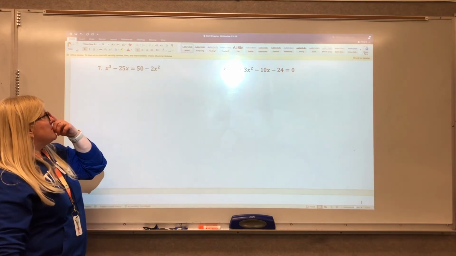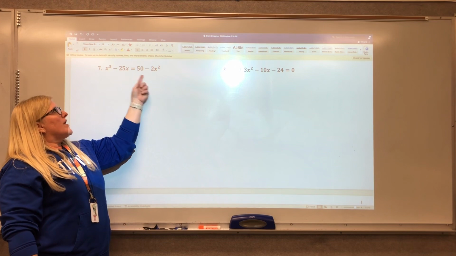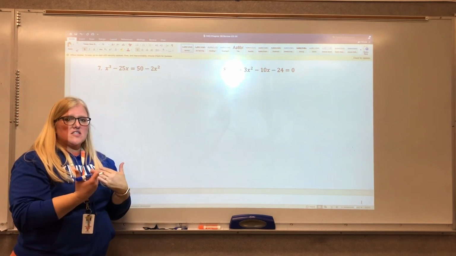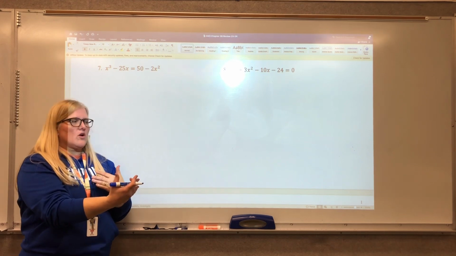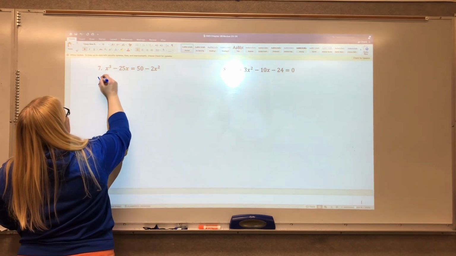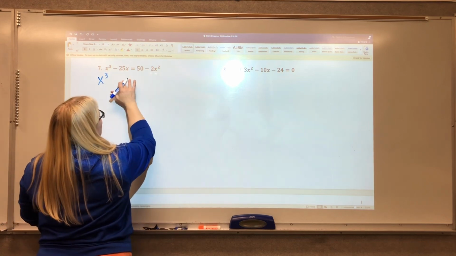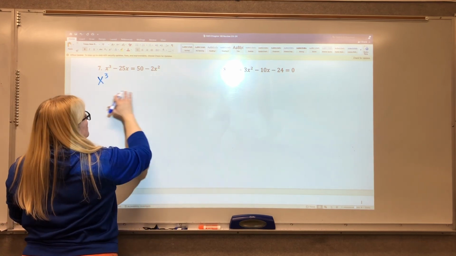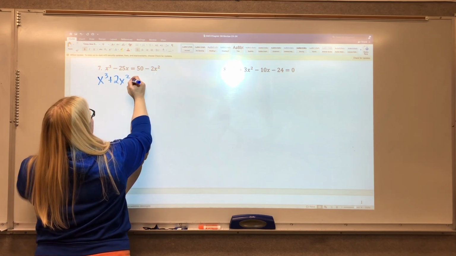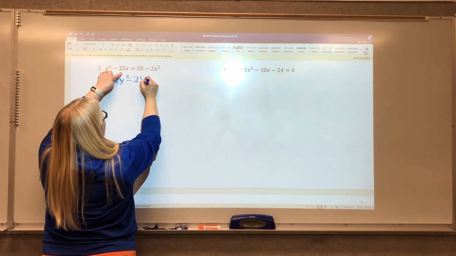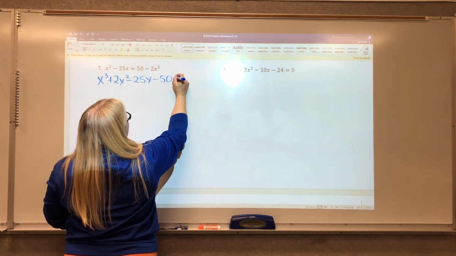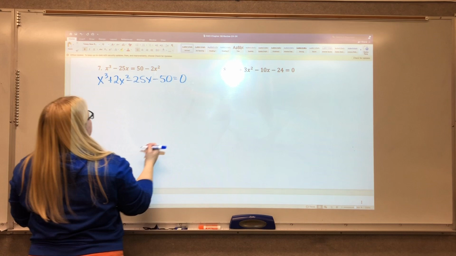Number 7. What I wanted you to remember from this one is that everything has to be on one side, it has to equal 0. So let's move everything over. So I've got x cubed, let's move over negative 2x squared, so we're going to make it positive. So plus 2x squared minus 25x, and then let's move over 50. So minus 50 equals 0.